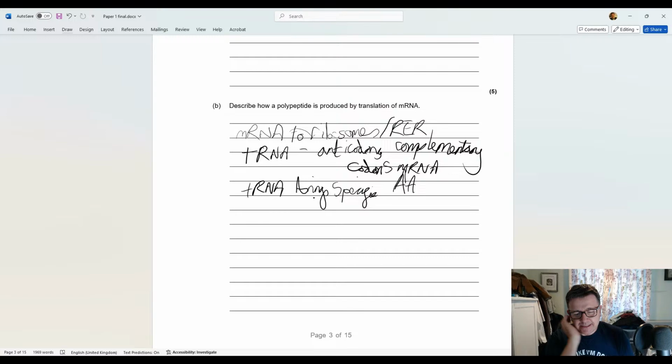And then the amino acids join by peptide bonds. You can mention the triplet code as well if you wanted. It's a triplet code for each amino acid, but joined by peptide bonds. How are they joined? With ATP? Okay, and then tRNA is released.